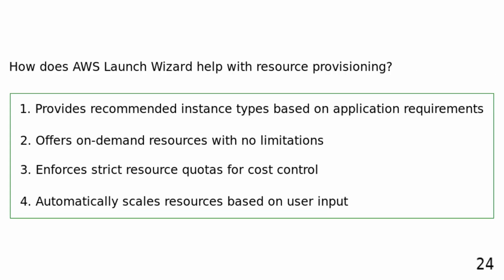How does AWS Launch Wizard help with resource provisioning? Provides recommended instance types based on application requirements. Offers on-demand resources with no limitations. Enforces strict resource quotas for cost control. Automatically scales resources based on user input.